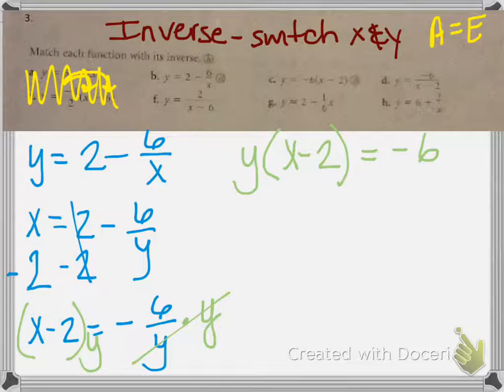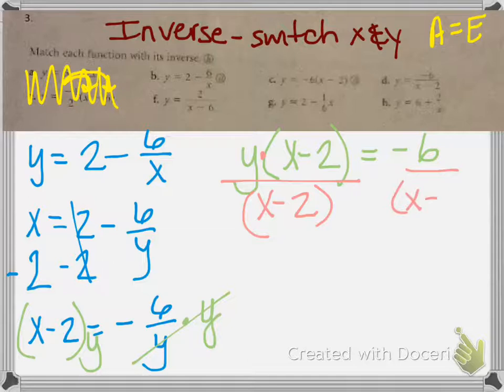So I've moved my y to the other side, but I've gotten rid of an important division piece. However, now I have y times this x minus 2, and to have y by itself, I'm going to have to get rid of this x minus 2. So again, I ask myself, well, what operation am I seeing here? I'm seeing y times x minus 2. How do I undo that? Well, I divide by x minus 2.